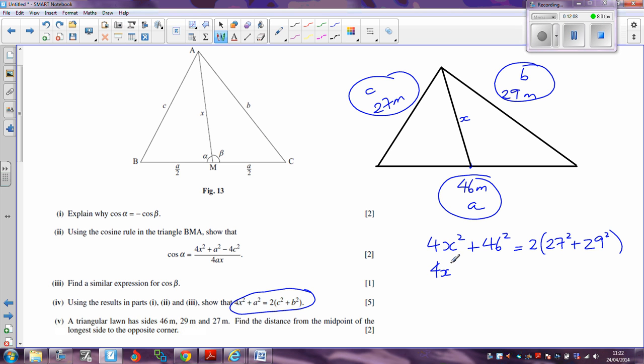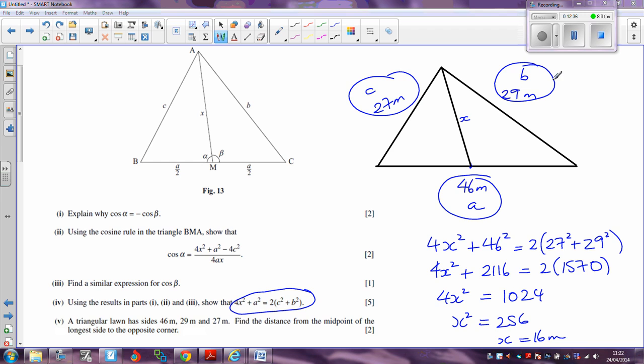Now if we work it out, we've got 4x squared plus 2,116 is equal to 2 lots of, if I work that out, it comes out as 1,570. And 4x squared then, if I figure that out, comes out as 1,024. Dividing by 4, x squared is 256. So in fact, x is the square root of 256, which is 16 metres.